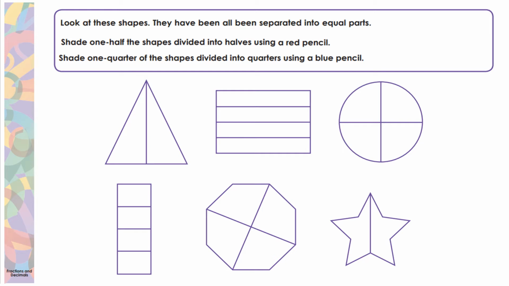So our first activity today, if you're working at home on a piece of paper or on the worksheet, you'll need a red or a blue pencil. The 6 shapes below have been divided into either halves or quarters. If the shape is divided into halves, I want you to colour in 1/2 in red. If the shape is divided into quarters, I want you to colour in 1/4 in blue.